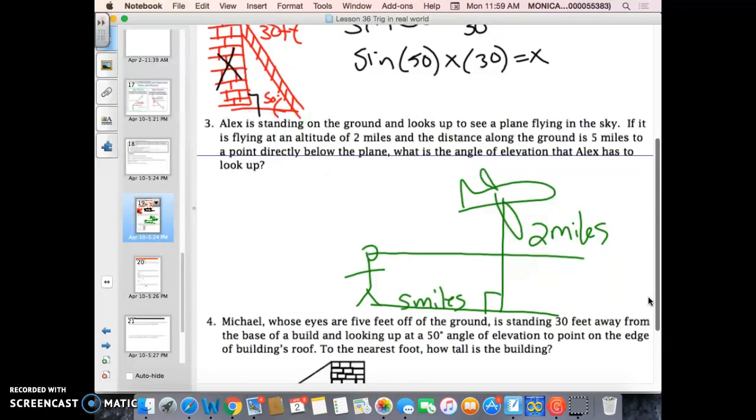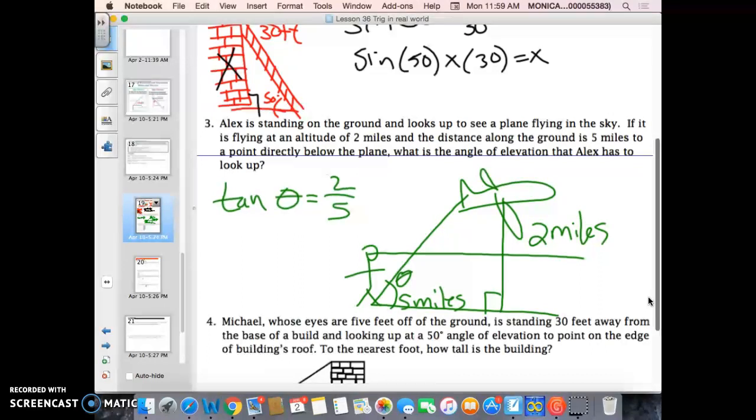So I guess, because he doesn't give us his height, we're going to just call this the angle of elevation here. So that's what we're looking for. And what we know is we know opposite and adjacent. So it's going to be the tangent of theta equals, opposite is 2 over 5. So again, you're going to have to do tangent -1, 2 over 5. And that should give you the angle of elevation.